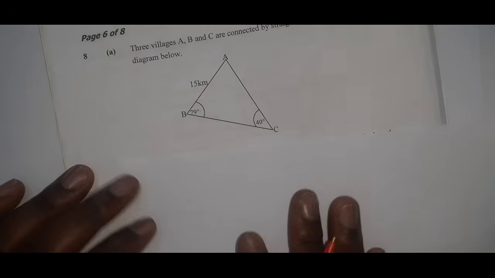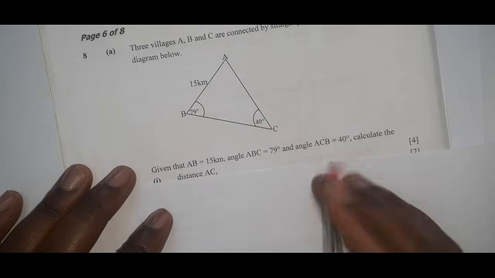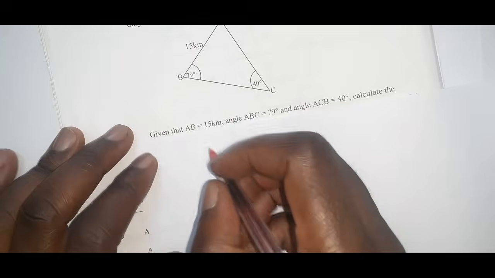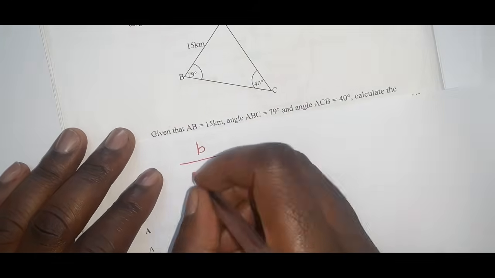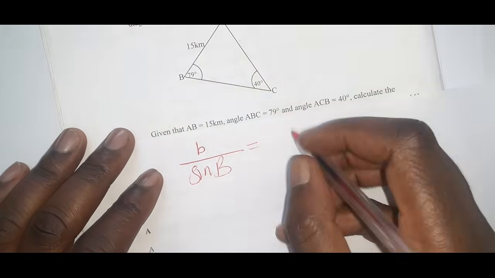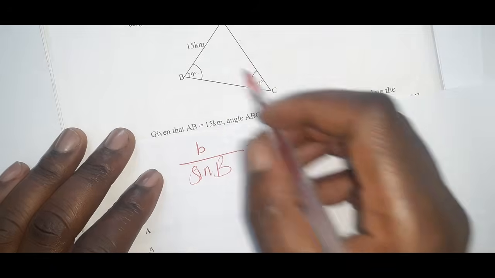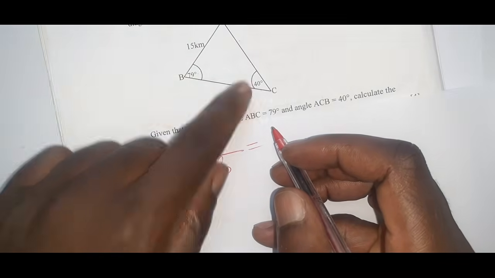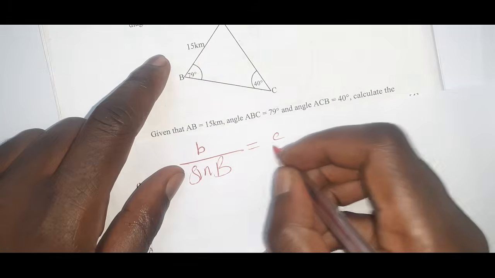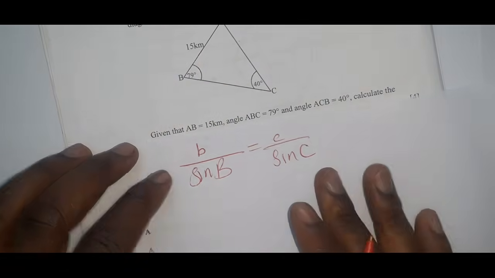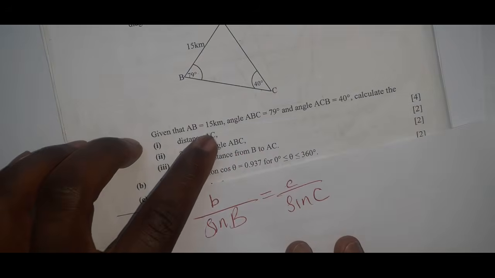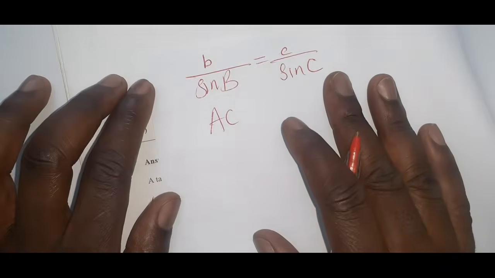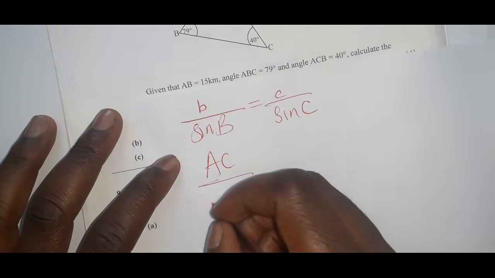In this case, we can state the sine rule. This side that is opposite here is represented by small letter b over sine B angle. Then we come to this other side. The second part should have both the angle and the side, so the side is C, then capital C. So this B, small letter b, is the side that is represented by AC. So we can say AC over sine B.